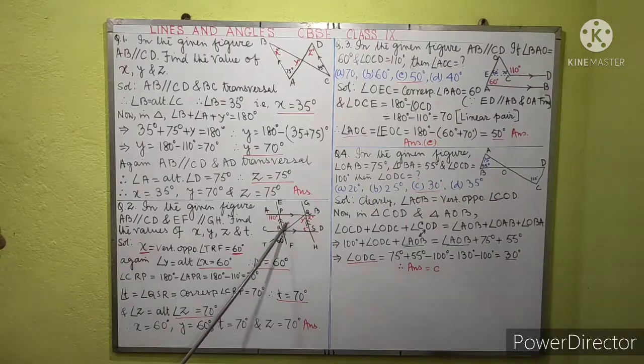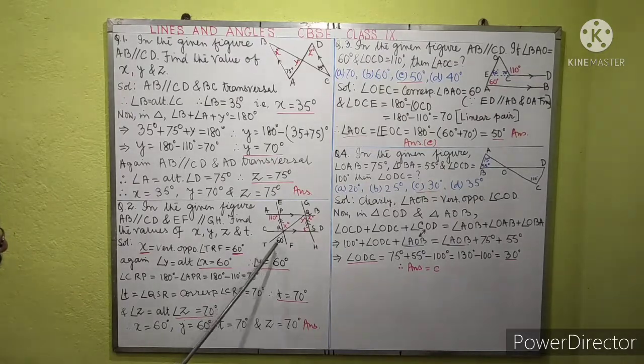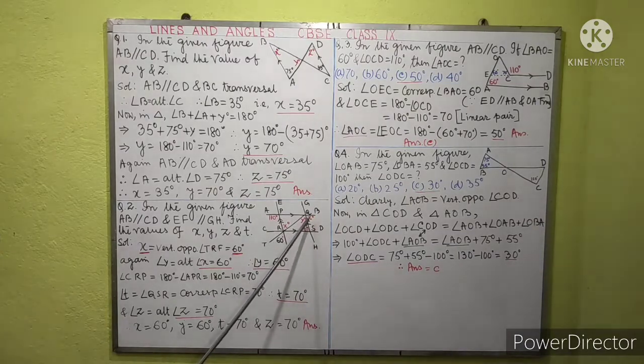Just see, I have given this title T. The name of this point is T. Now X equal to vertically opposite to this TRF, that is 60 degree. X equal to 60 degree. Again PR is parallel to QS and SQ is transversal. Therefore X equal to Y, because these are alternate angles. Therefore angle Y is alternate to angle X, that is also 60 degree.